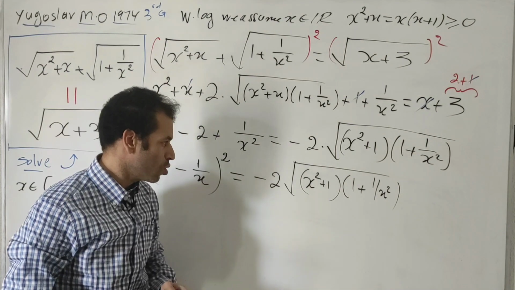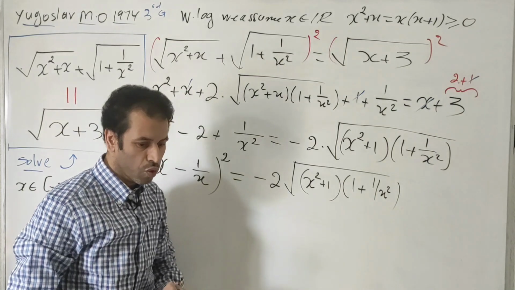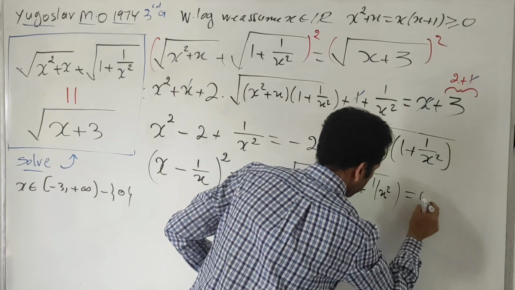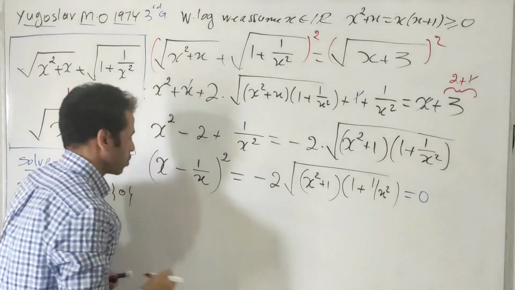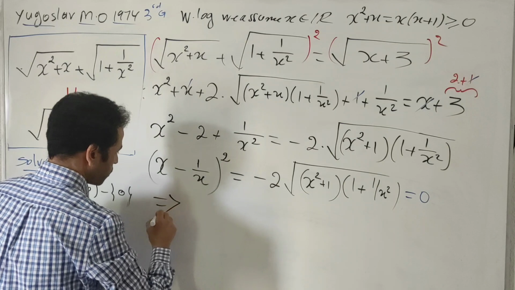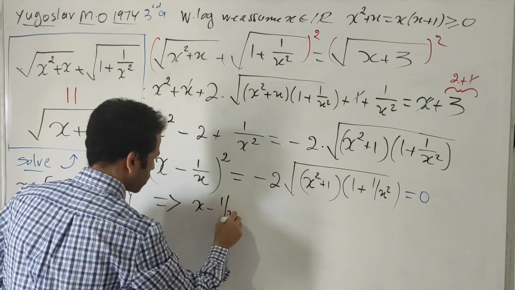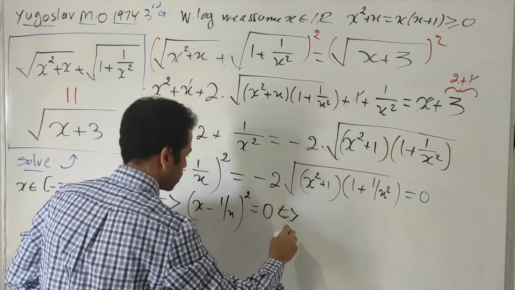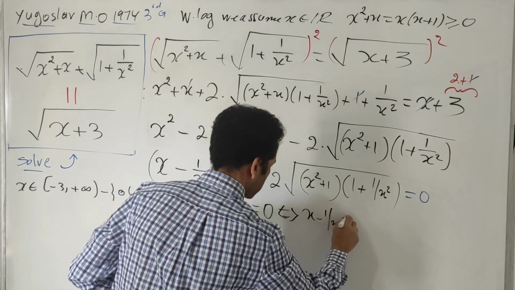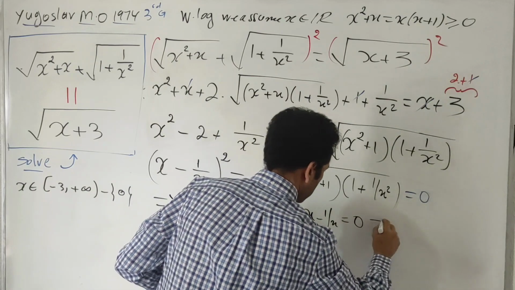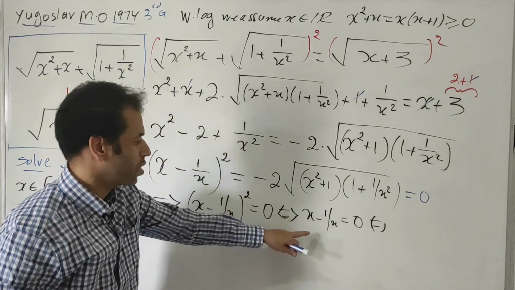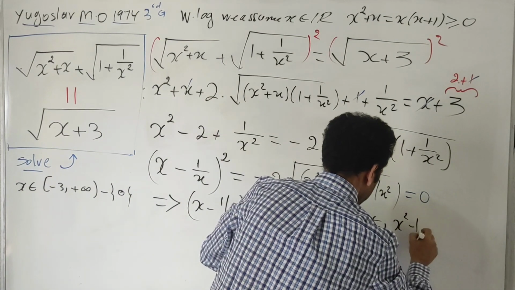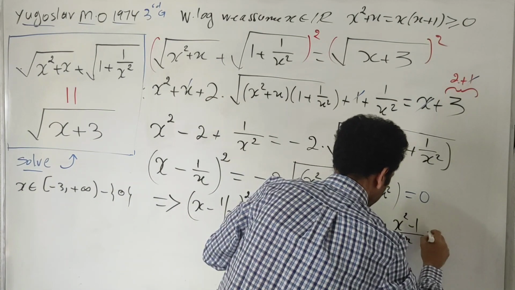In other words, the equation has no solution if it is written in this form. So to make this equation work correctly, we need to set this one to 0. So this one is telling us (x minus 1 over x) squared equals 0. It's equivalent to x minus 1 over x equals 0. I'm going to make x a common denominator. I will get x squared minus 1 over x equals 0.